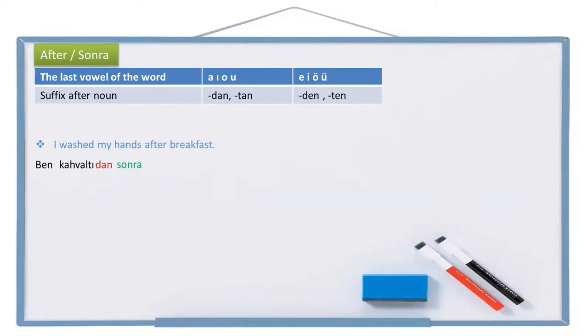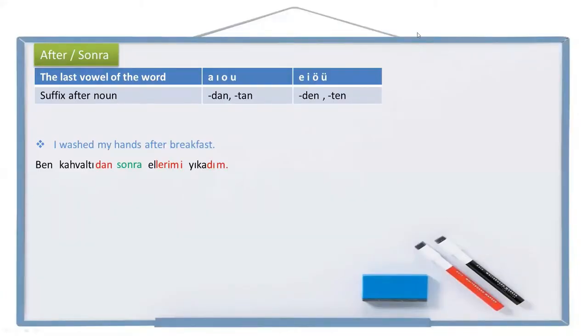What did I do? Washed my hands. My hands, hand is el, hands, eller. My hands, ellerim. Don't forget the accusative suffix because I'm talking about a particular object, specific object. My hands, ellerimi, wash, yıka, washed, yıkadı. I washed, yıkadım. I washed my hands after breakfast. Ben kahvaltıdan sonra ellerimi yıkadım.